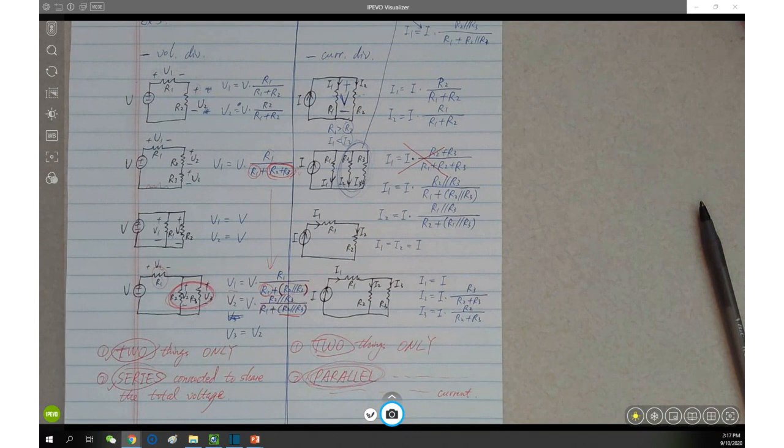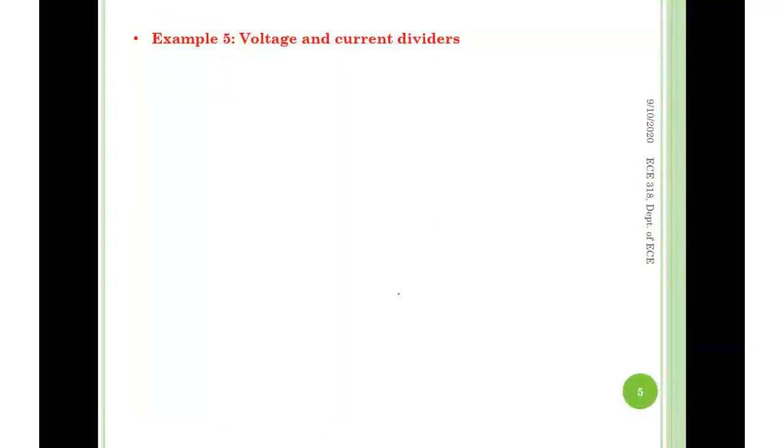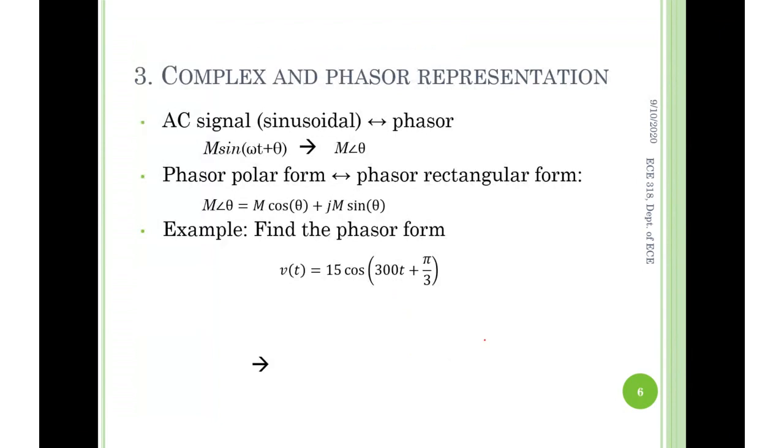All right, if this current divider makes sense, then come back to our PPT. After reviewing the current dividers, let's either review, no matter which case applies to you, or just learn a little bit of basic AC and phasors.